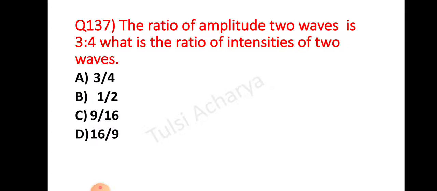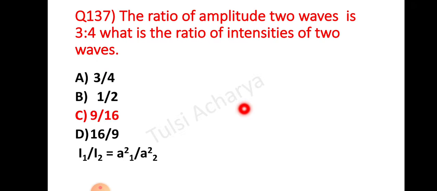Now let's move to question number 137. The ratio of amplitudes of two waves is 3:4. The ratio of their intensity is? Amplitude and intensity, how are they related? We need to see this. We know that I1 by I2 is equal to A1 square by A2 square. If A1 and A2 are in the ratio 3:4, then I1 by I2 will be 9:16, that is 3 square divided by 4 square. That is option choice C.